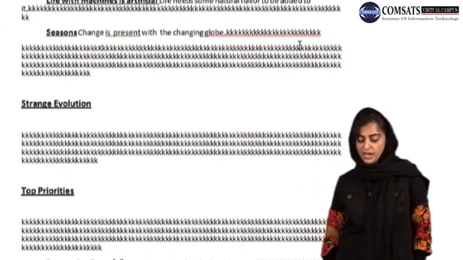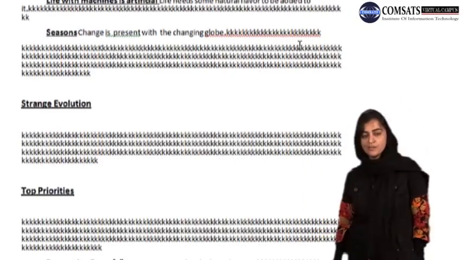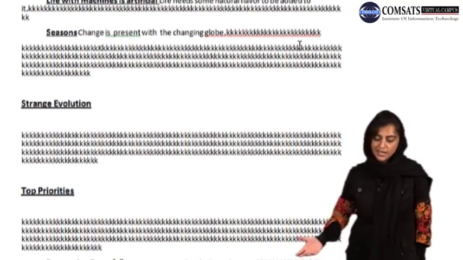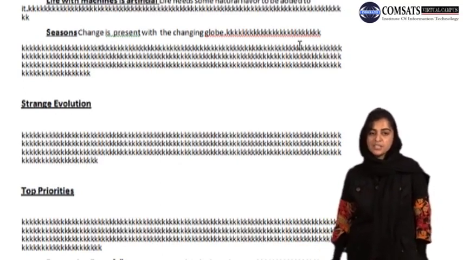Dear students, yes, we are having another third degree, as you can see on the screen: "Strange Evolution." Why is it a third degree? It is towards the left margin of the page, underlined, with the first letter of all the words capital, and one line space above it and one line space below it.